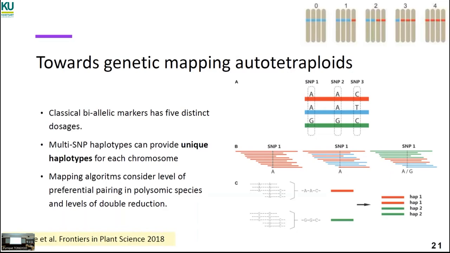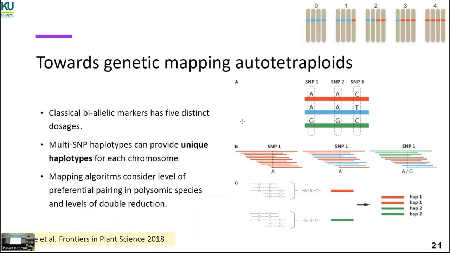So do you have problems with preferential pairing and double reduction? Actually not. You can reduce the problem that arises with that using this kind of genetic linkage mapping algorithm.